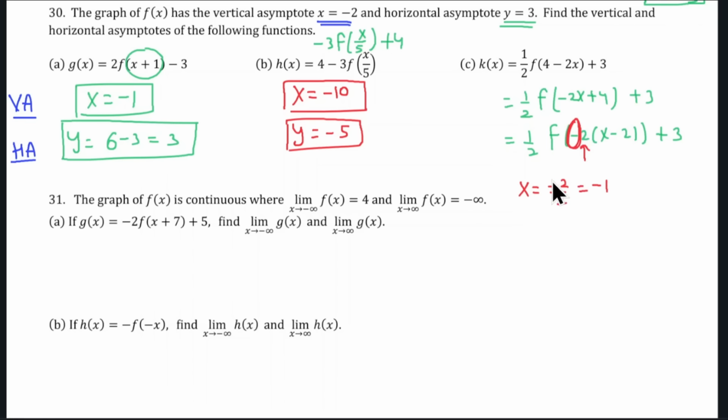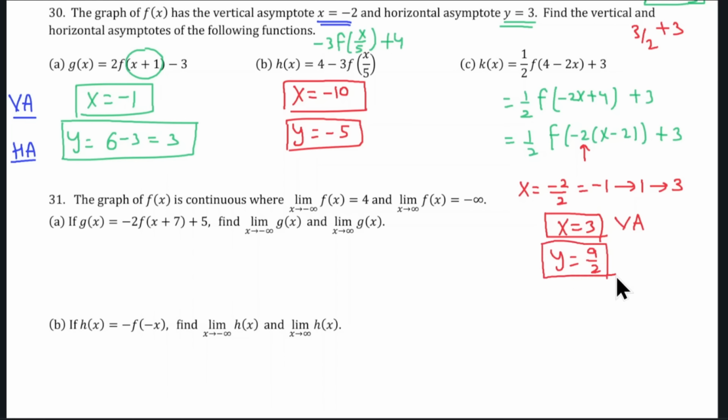And for HA, that's pretty straightforward. First, it becomes half. So 3 will become 3 over 2. And then you add another 3 to it. So 3 over 2 plus 3 is 3 to 6, 7, 8, 9. Y equal to 9 over 2. That's the HA. It's a pretty good question, a little different, not the typical boring questions.